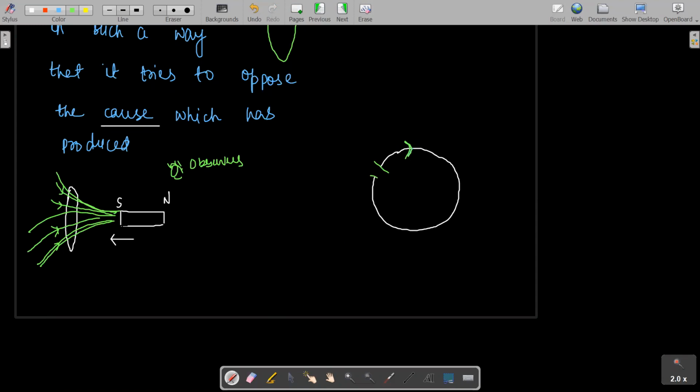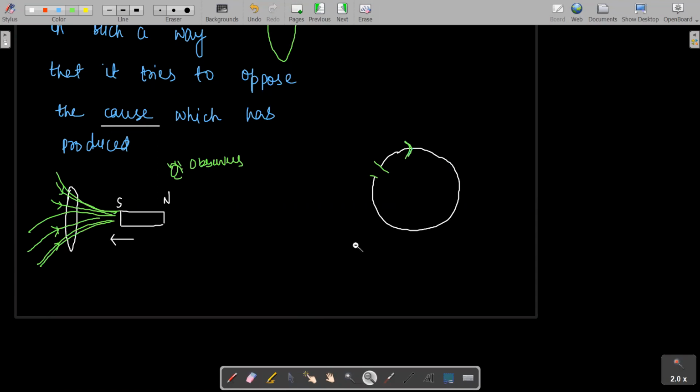So how I said this: this is the south pole and this south pole is moving towards this loop, which means that this loop will try to oppose this movement of the south pole. So what will be the direction of current? This side of the loop will be the south pole. We have already studied these things in our previous classes, students. So this will be the direction of current. So we wrote everything correctly.